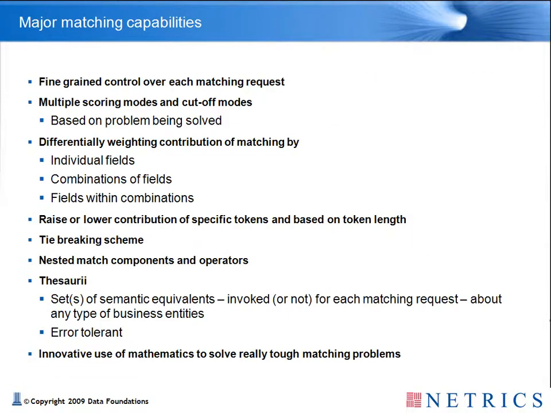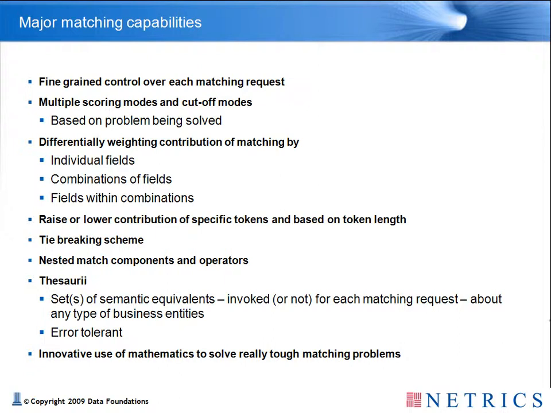So just to review the capabilities, the point here is that you have very fine-grained control over each matching request. Multiple scoring modes, multiple cutoff modes can be used based on the problem that's being solved. There's a differential weighting scheme so that you can, for instance, give greater weight to matches in the last name field compared to the first name field, and do this by individual fields or combinations of fields or fields within combinations. We can raise or lower the contribution of specific tokens, and also based on the length of tokens.